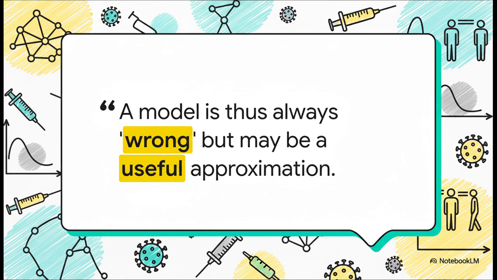Phew! Okay, but here's something we have to get straight right from the start. As this quote says, a model is always technically wrong. I mean, come on, it can't possibly capture every single little detail of our incredibly complex world. But that's not the point. The goal isn't to be perfect. The goal is to be a useful approximation. Think of it like a simplified map that helps us find our way through a really chaotic reality.